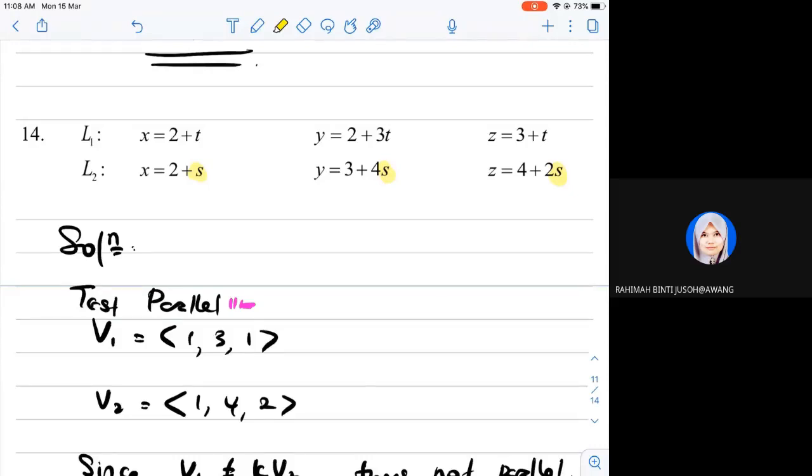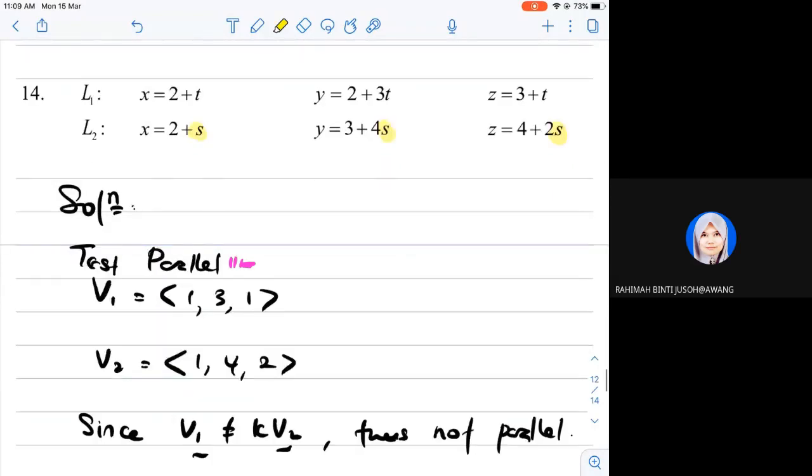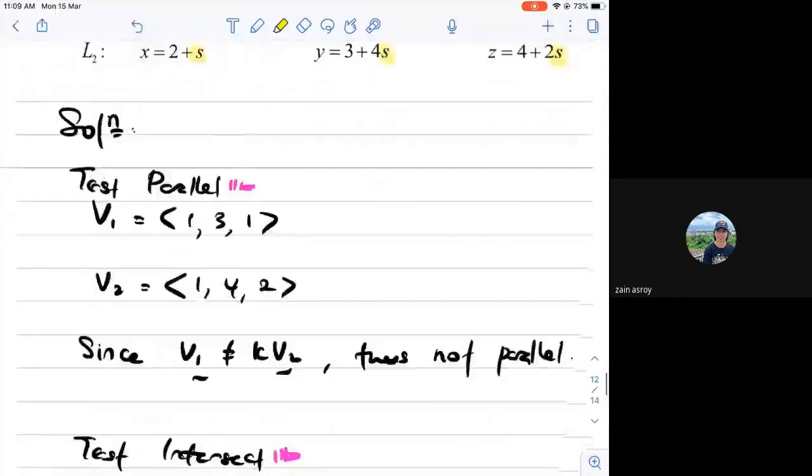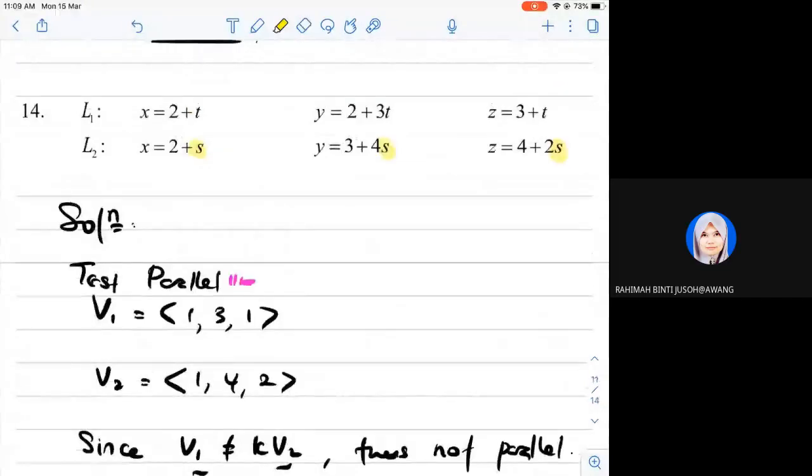Macam nak cari point of intersection? Come on my brilliant students, my smart students, bijak pandai ni. You dah dapat dah nilai T dengan S. Nak cari koordinat sekarang ni, point of intersection. Masuk dekat line. Masuk balik dekat line lah. So sekarang ni terpulang pada you nak ganti dekat first line ke second line, terpulang. Kalau you nak gantikan dekat first line, make sure you ganti nilai T. Ambil nilai T. Kalau you nak ganti dekat second line, you gantikan nilai S.